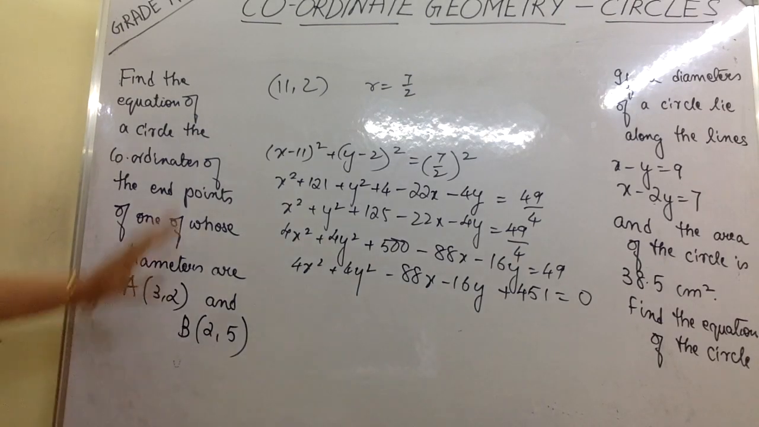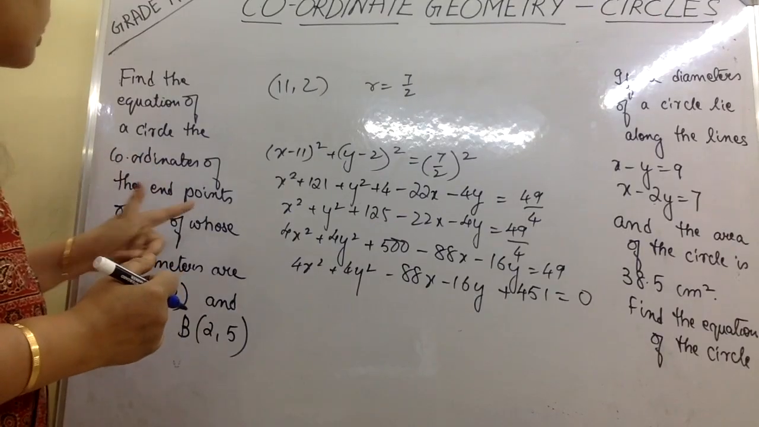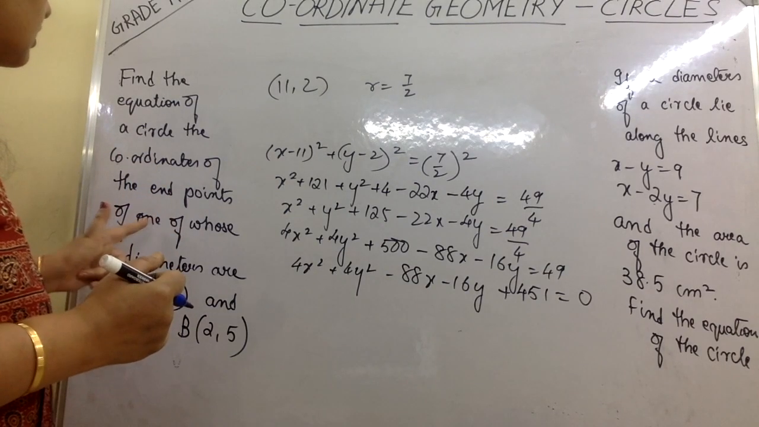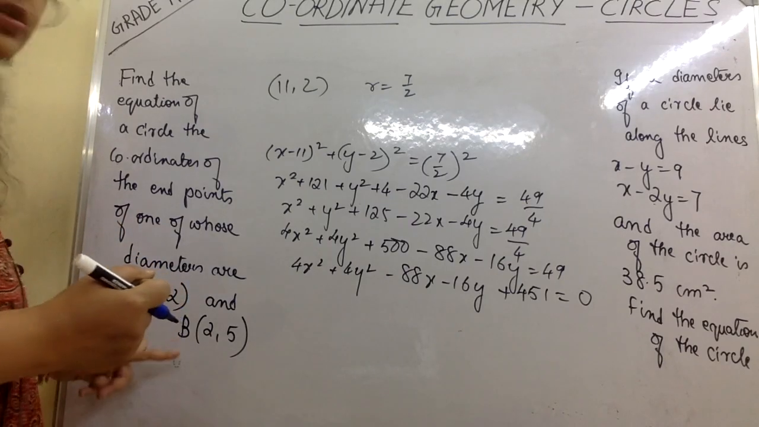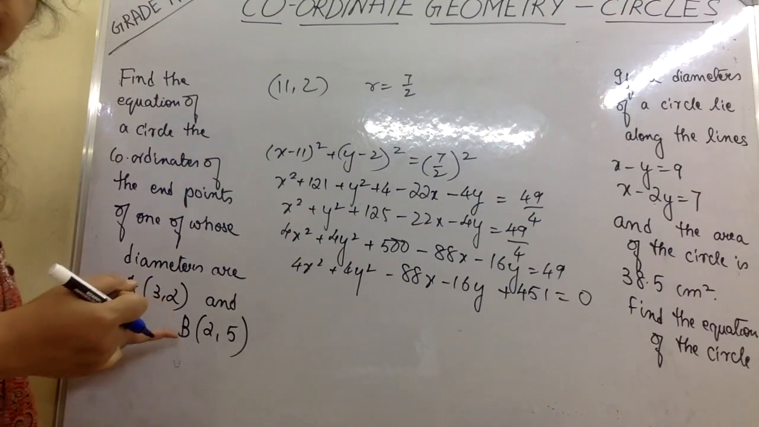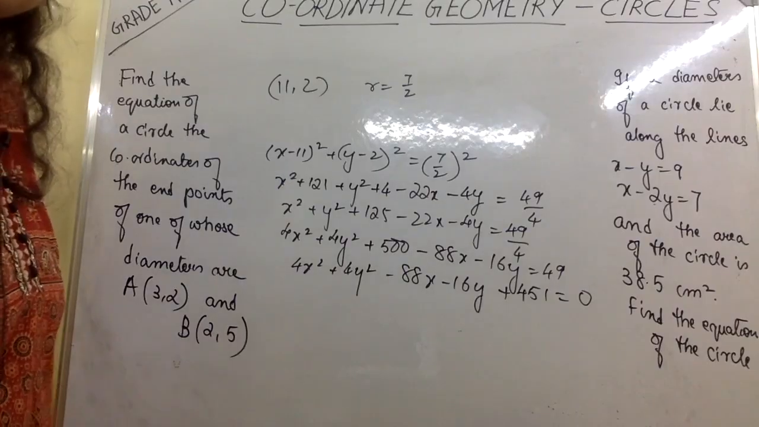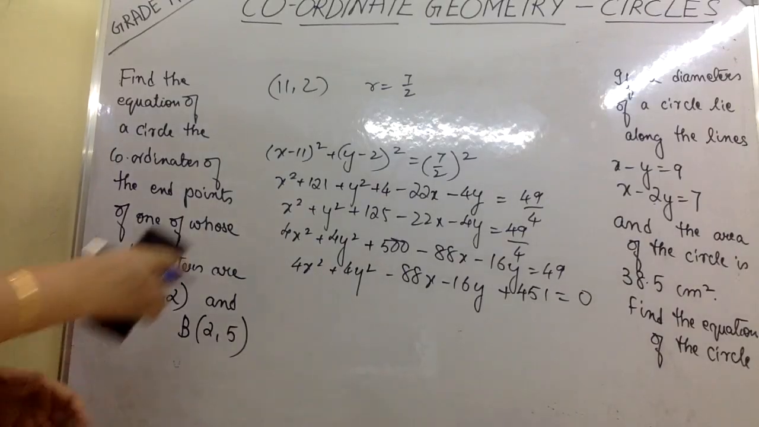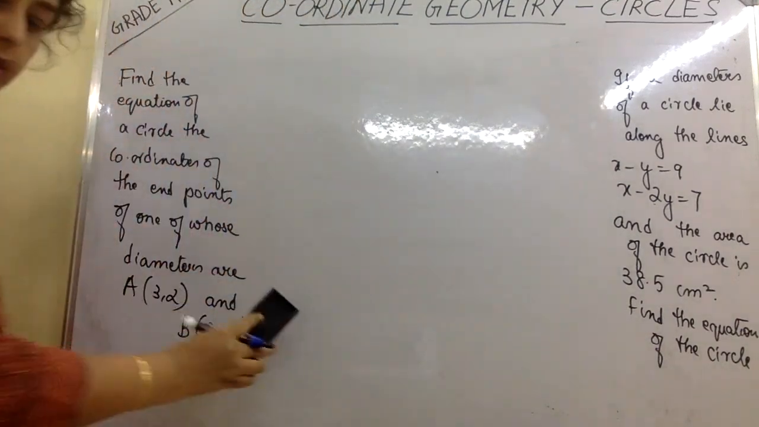Now we are going to work on this. Find the equation of a circle, the coordinates of whose endpoints of one of whose diameters are these two. So how do we find the equation of the circle? One of the diameter's endpoints are given to you. How do we find the equation of the circle?